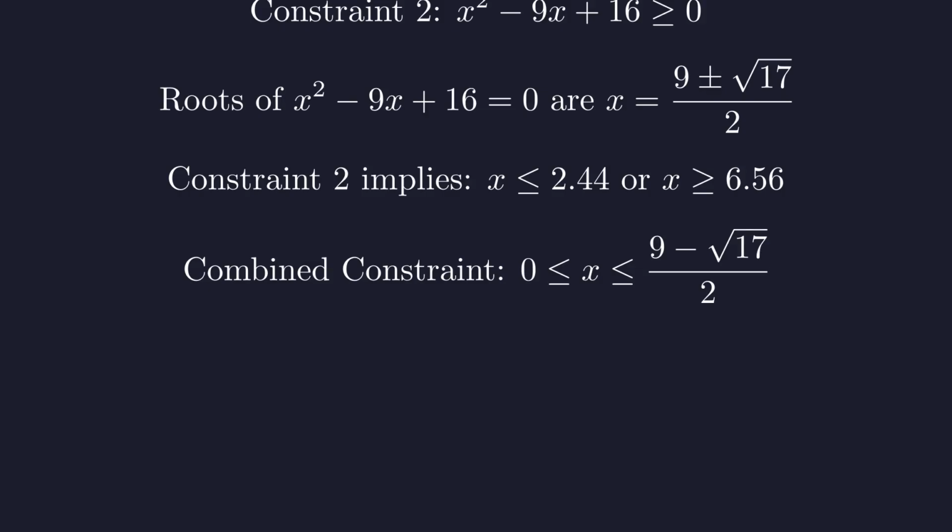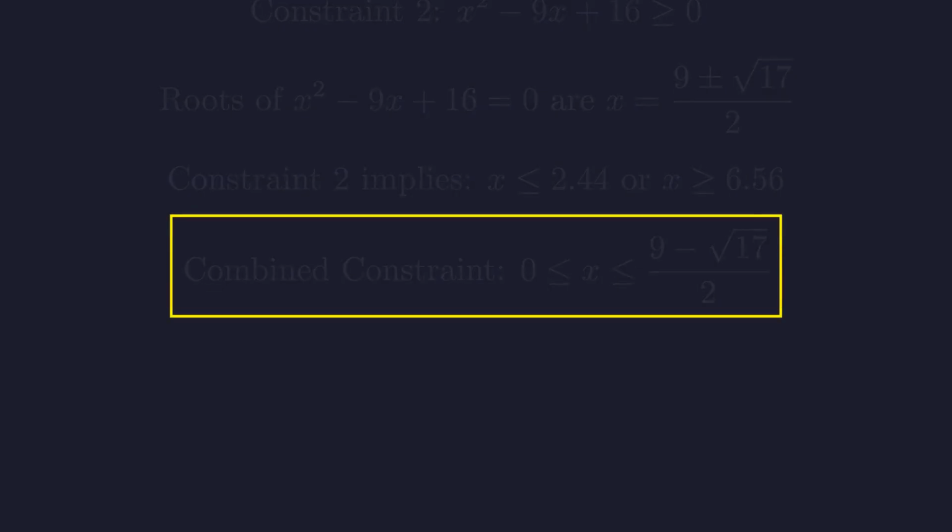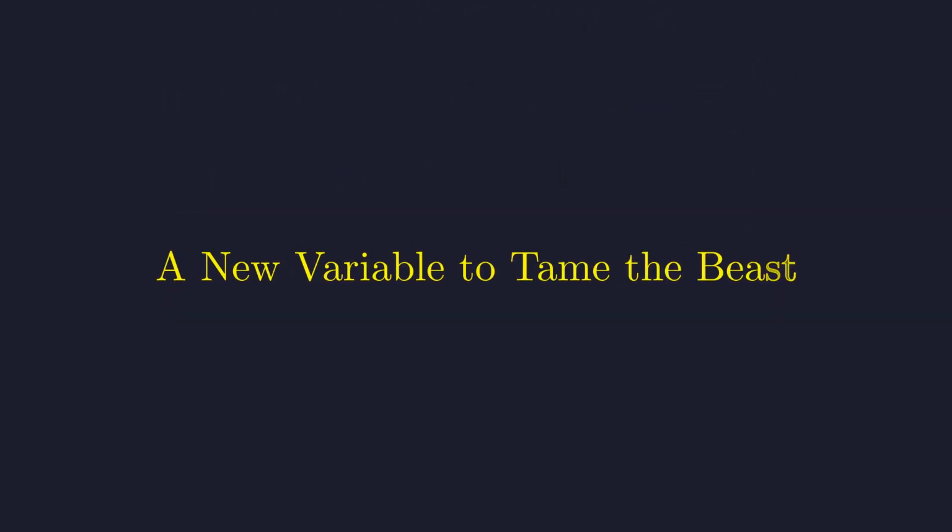This leaves us with the final, combined constraint. Our solution must be between 0 and approximately 2.44. This is an incredibly powerful deduction. We've reached a complex equation. Squaring it again leads to a monstrous quartic in x. A more elegant path is to simplify it with a substitution.